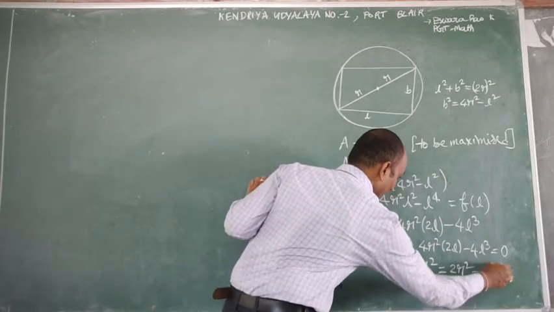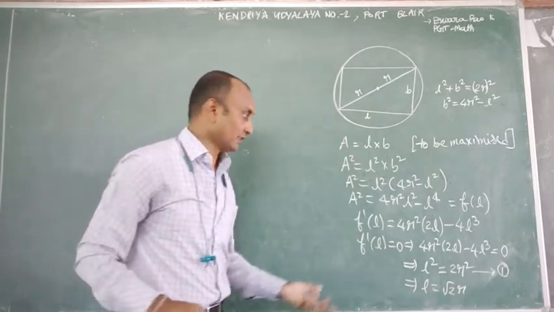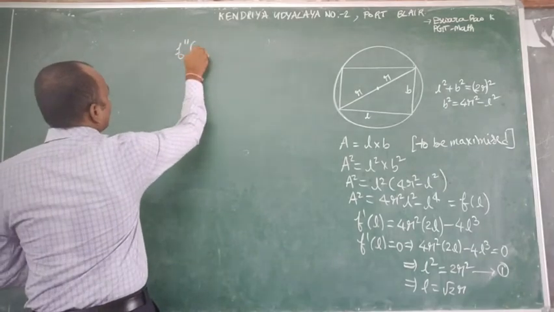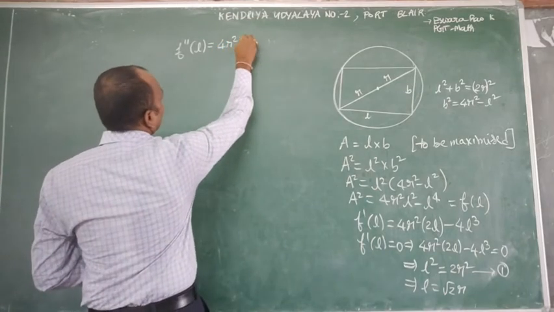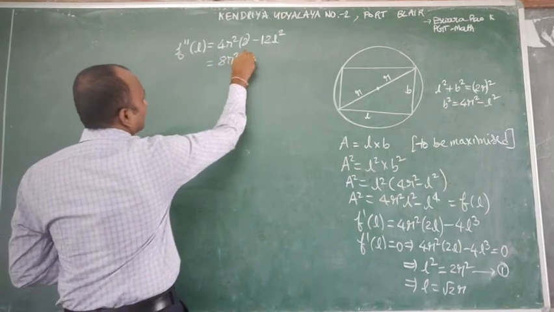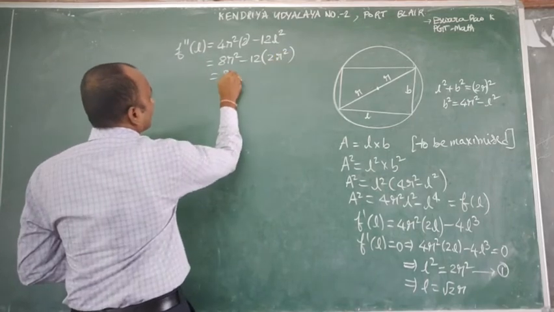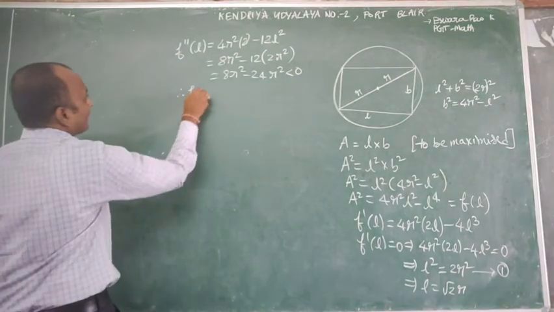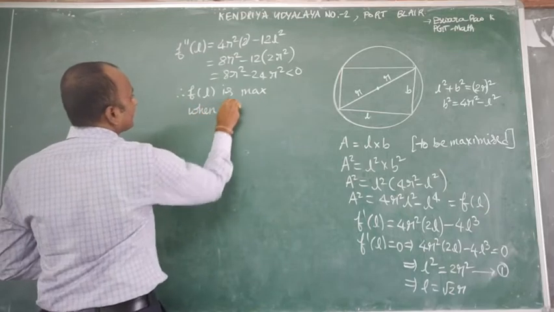This L square equal to 2R square will be useful for us in substituting to find some other quantities. Now the next thing: we have to check the double derivative also. F double dash of L is 4R square into 2 minus 12 L square. Substituting L square as 2R square, it is 8R square minus 24R square. Small minus big is always less than 0. Therefore, F of L is maximum when L is equal to root 2 R.